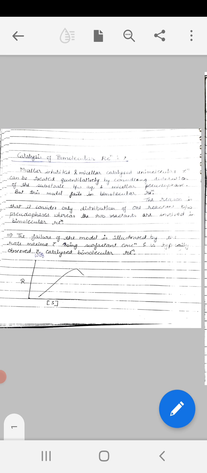The reason is that it considers only distribution of one reactant between pseudophases, whereas two reactants are involved in bimolecular reactions. The failure of the model is illustrated by the rate maxima, which appears as the surfactant concentration increases, which is typically observed with catalyzed bimolecular reactions. This is clear from the graph.